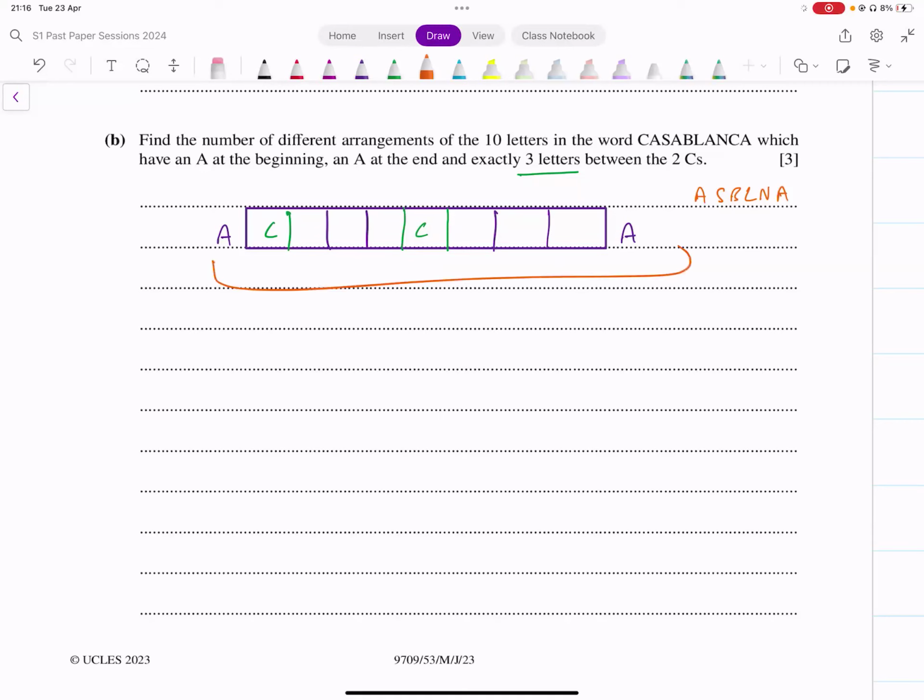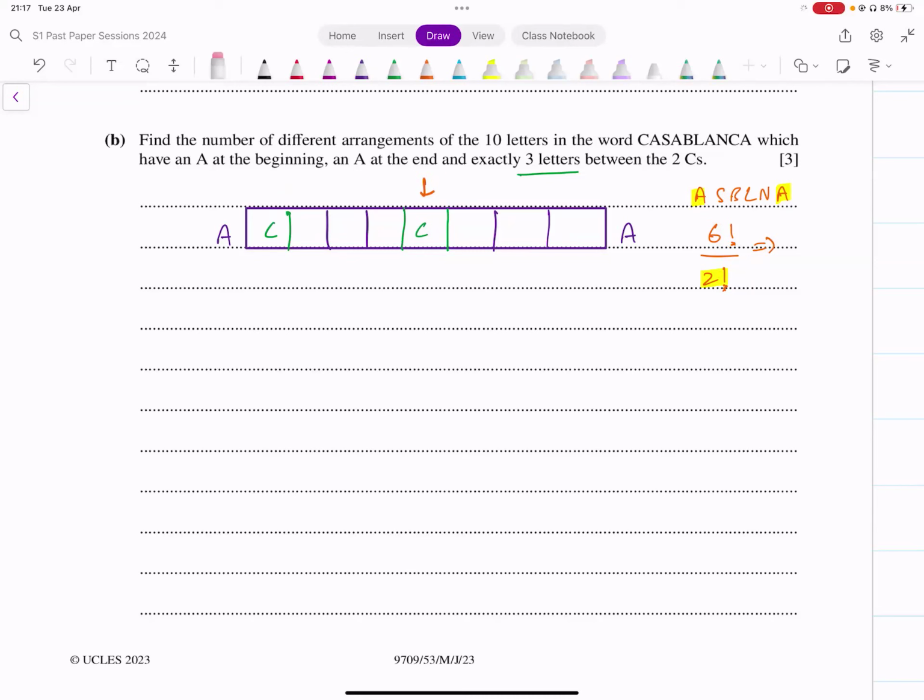Now, in this possible arrangement, A's are fixed. We're not going to do anything with the A's. We're just talking about this part. If C's are in these 2 positions, in how many ways can we arrange the rest of the letters? We can arrange the rest of the letters in 6 factorial over 2 factorial ways, because there are 6 letters, divided by 2 because of the 2 repeated A's that we have in the middle. This is one possible case.